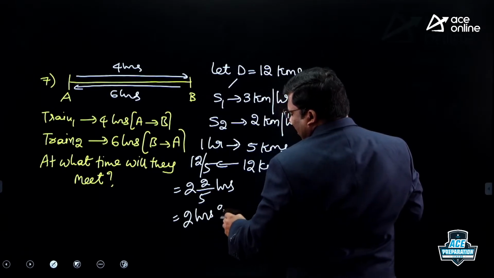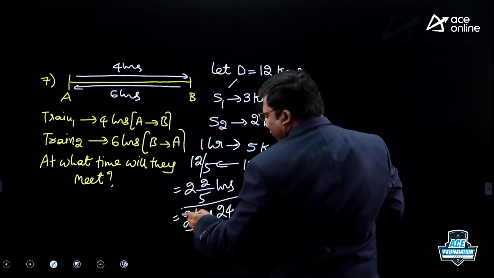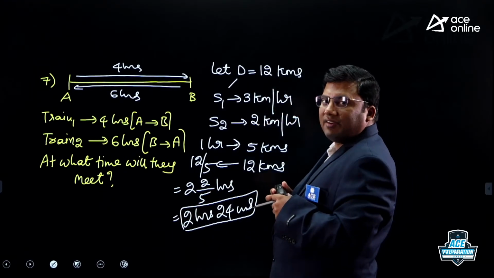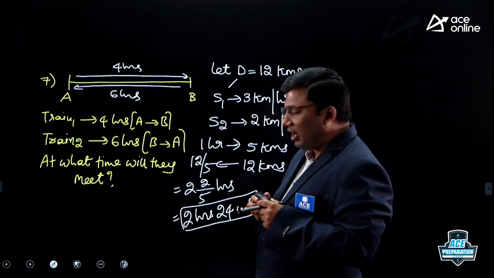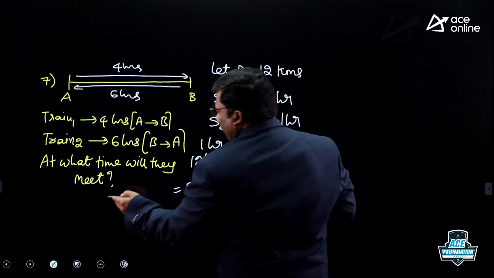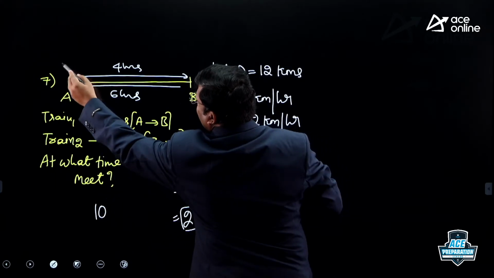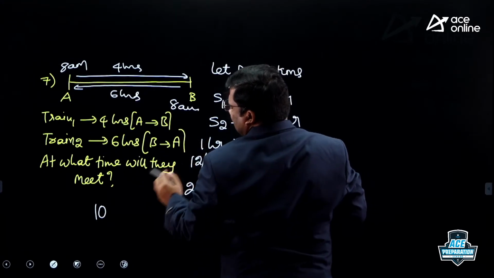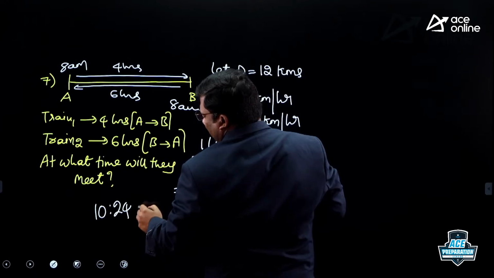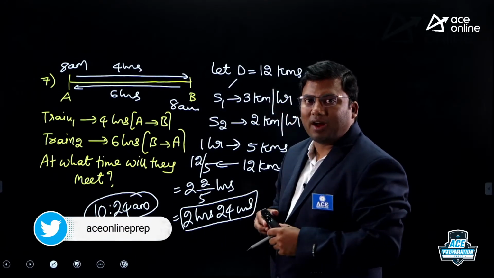2/5 of 60 is 24 minutes. So 2 hours, 24 minutes. That means they will reach after 2 hours, 24 minutes. From whatever the time, if it is 8 o'clock and both the trains start at 8, the answer will be 10:24 a.m. Are you all with me?